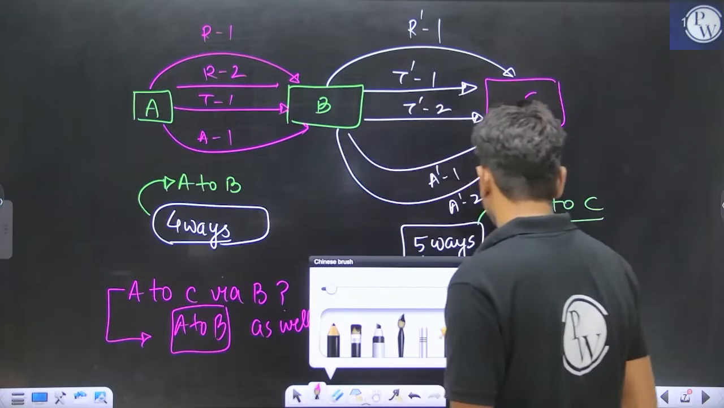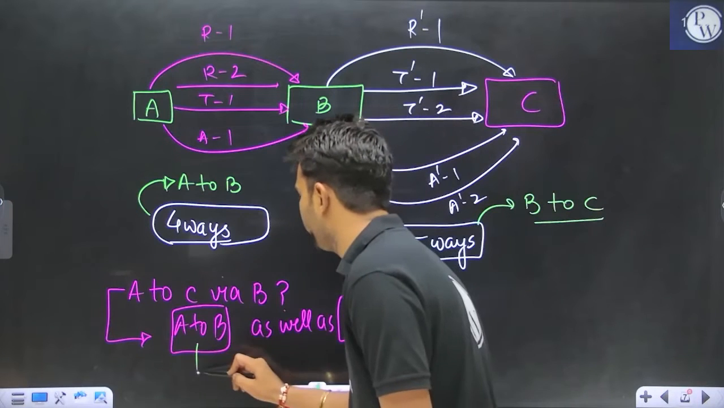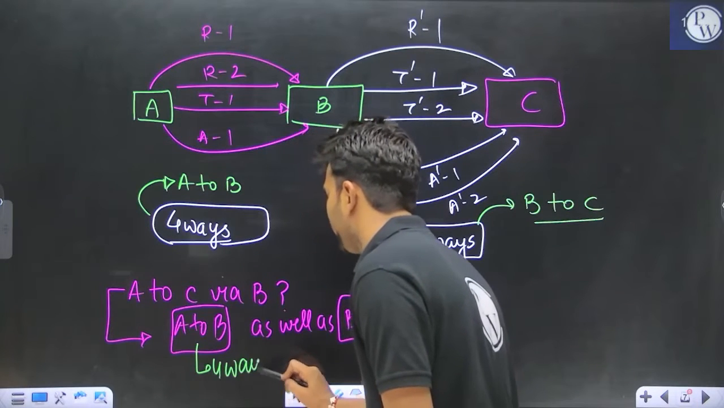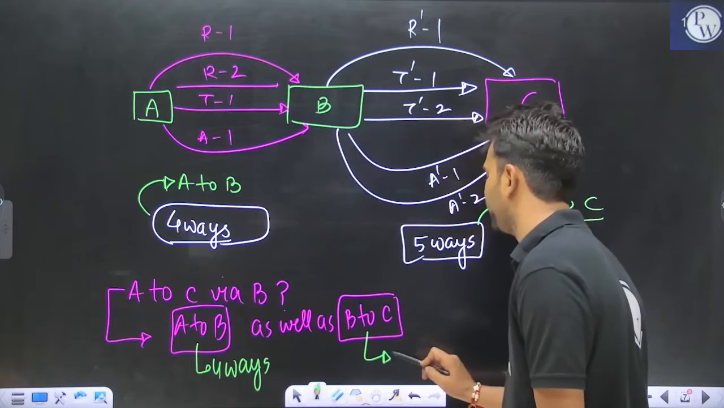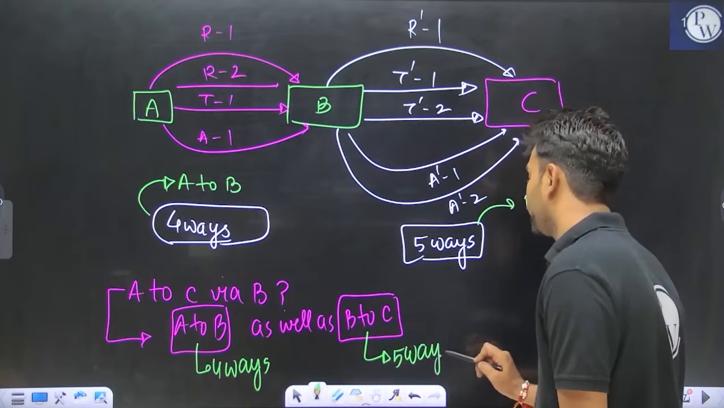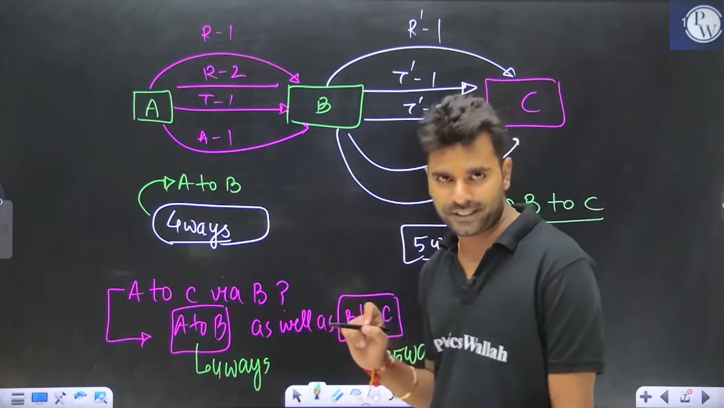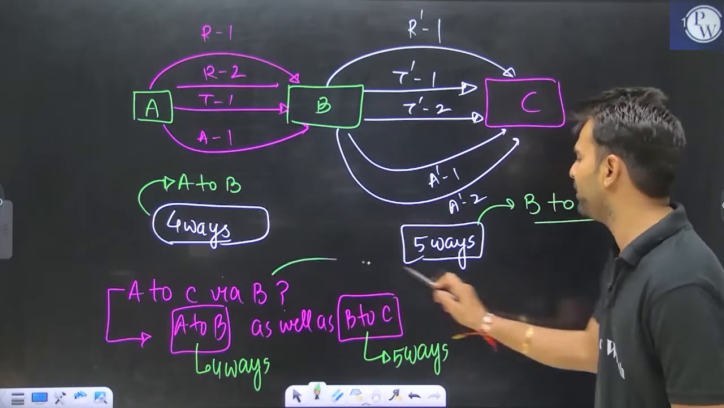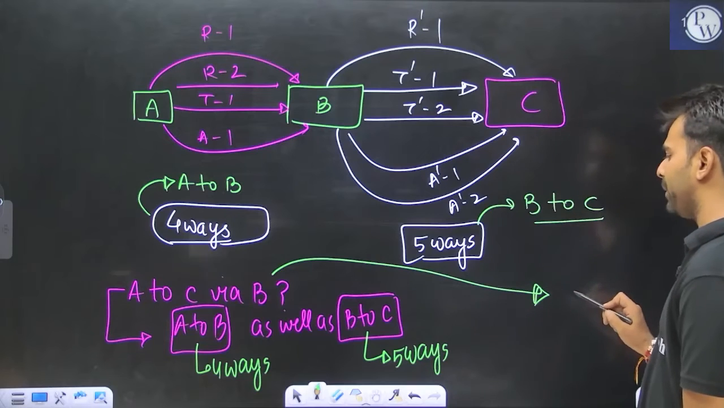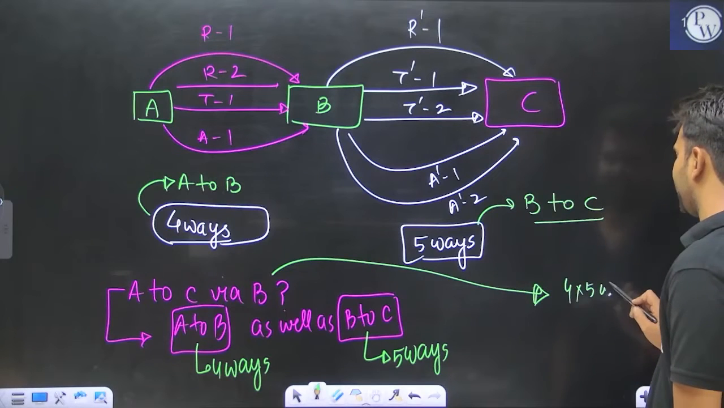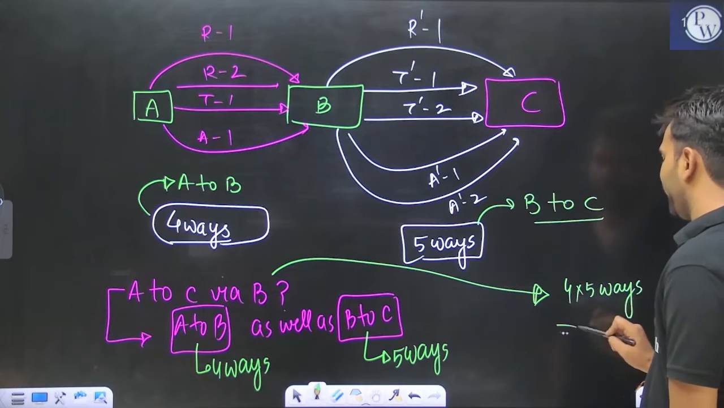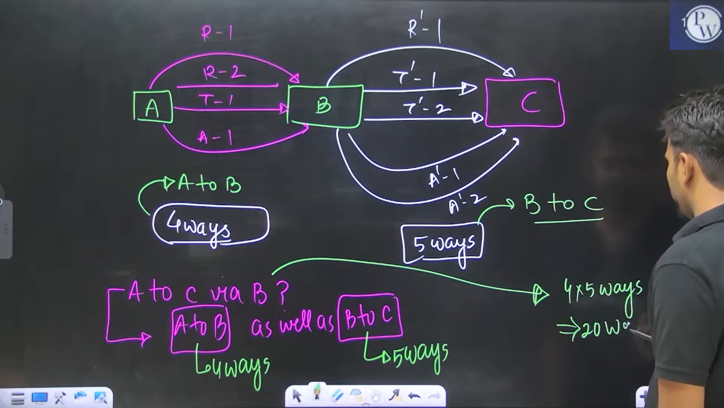We have seen in how many ways we can move from A to B. These are 4 ways. And in how many ways we can move from B to C? 5 ways. So if you have to do both of these tasks, is it a condition or a choice? It is a condition, right? So in how many ways you can move from A to C via B is 4 times 5 ways. That is nothing but equal to 20 ways. What are these 20 ways?